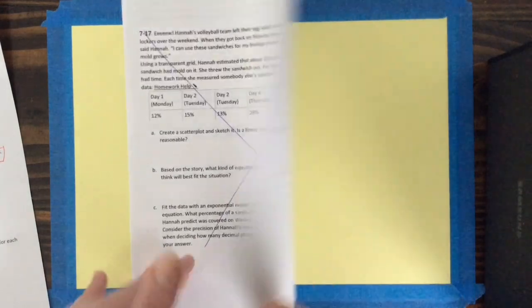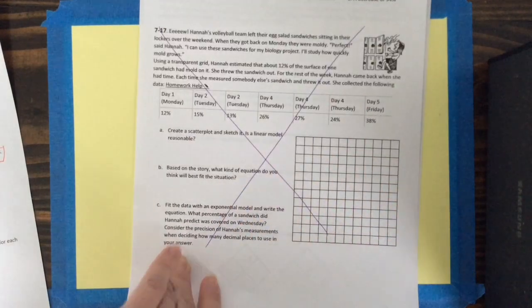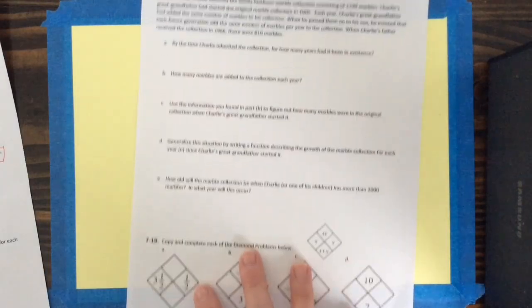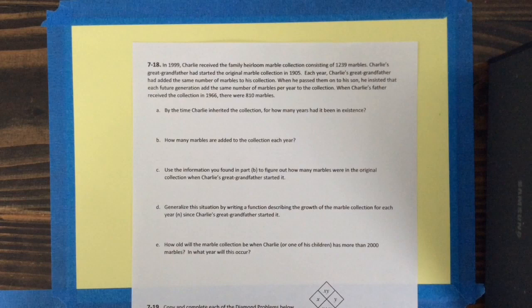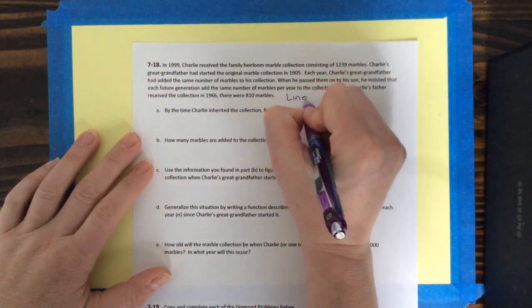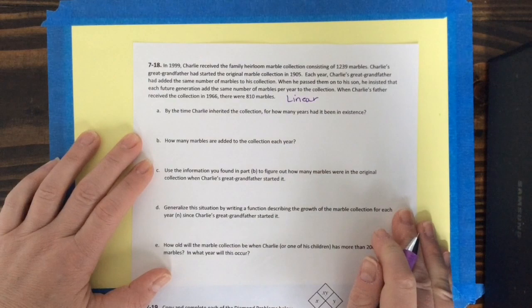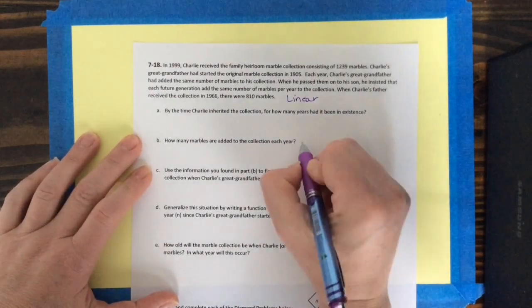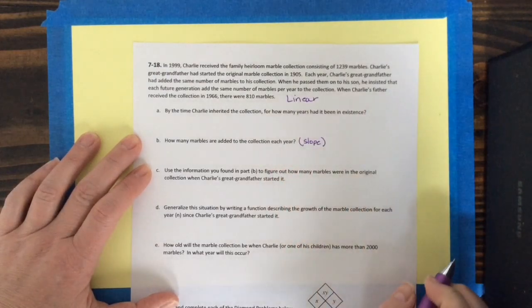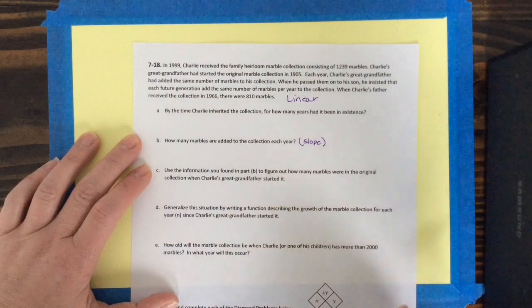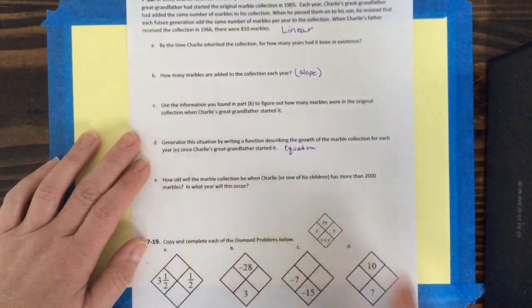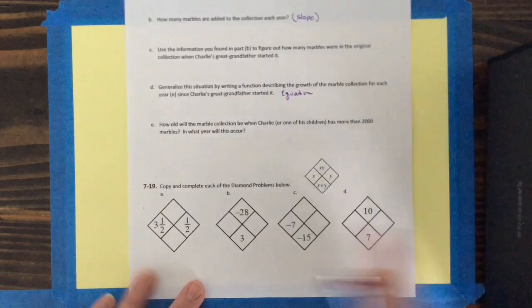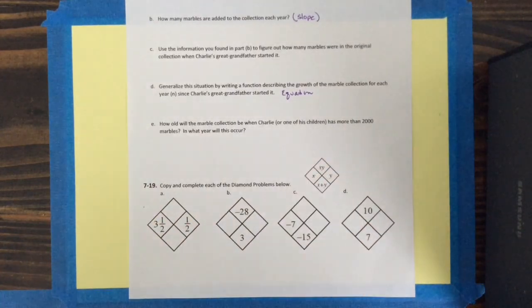Okay, you're going to skip number 17. Totally doable, but I just thought it was too much. We could do without that one. Number 18 has to do with a marble situation and a collection. And it is going to be a linear situation. Okay, so you're going to have to find the slope for part B, and then you're going to use that information to answer part C. You'll write an equation here for part D, and then of course use the equation to find in what year something occurs. And back to some diamond problems that we haven't seen in a while.